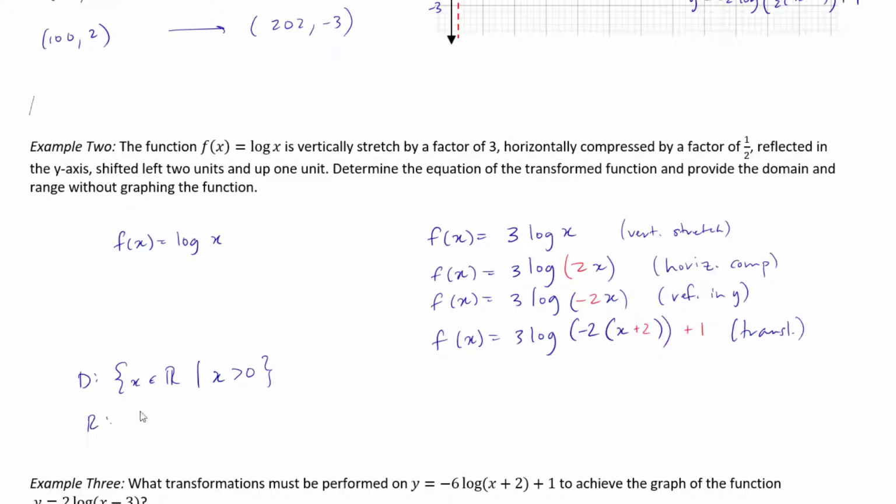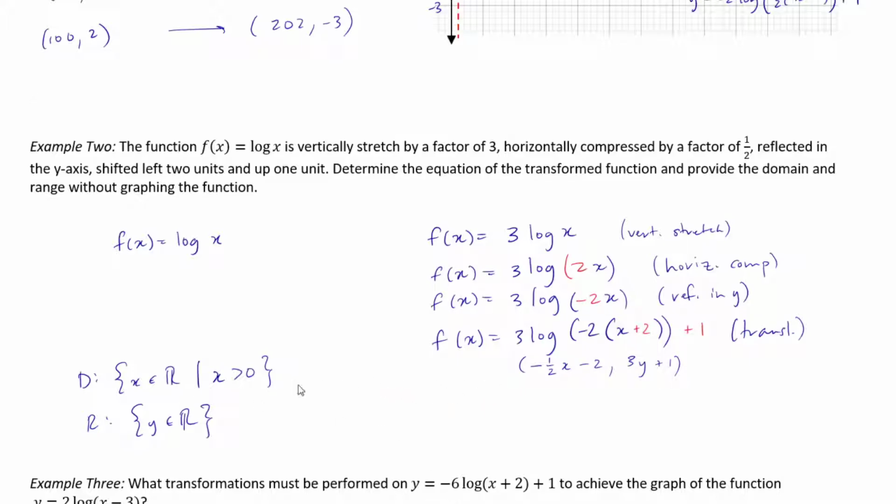And the range is y is an element of all real numbers. Okay, no restrictions on the range. Now what I'm going to do is think about my transformations here. So I have negative 1 over 2x, and then minus 2. And then my range, or my y values, are 3y plus 1.